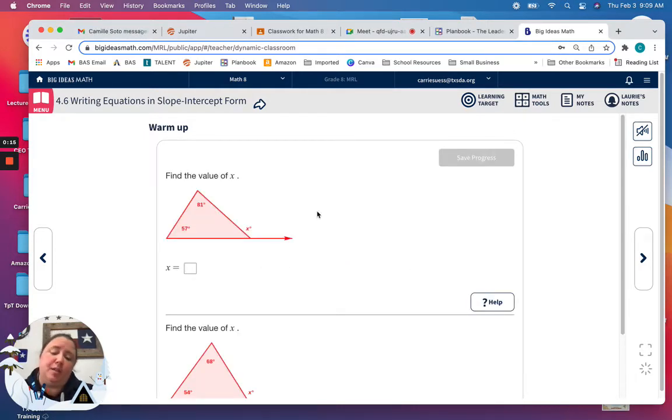Okay, do you guys remember this? This was a chapter ago. Find the value of x. Somebody tell me, when you find the exterior angle of a triangle, what's the fastest way to find this value?